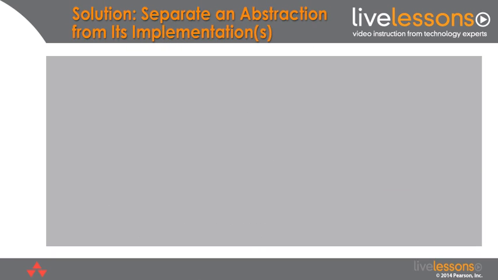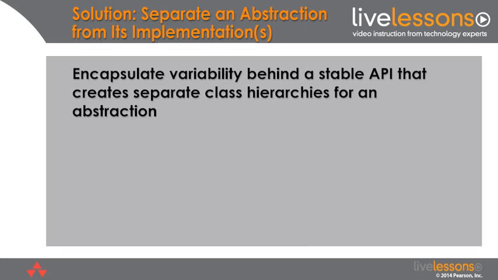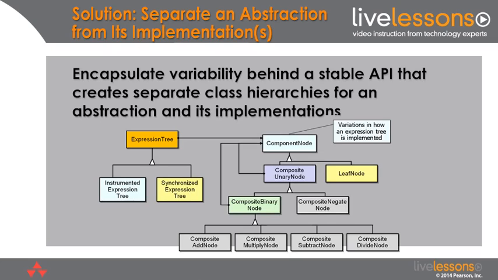The solution we're going to apply will be to separate an abstraction from its implementation or implementations. The goal is to encapsulate variability behind a stable API that creates separate class hierarchies for an abstraction and its implementations. As you'll see, we're going to be able to vary not only different implementations, but also different abstractions as well, using the approach we're going to discuss here. We'll have variations in how the expression tree is implemented, as well as variations in how the service is provided to the application.